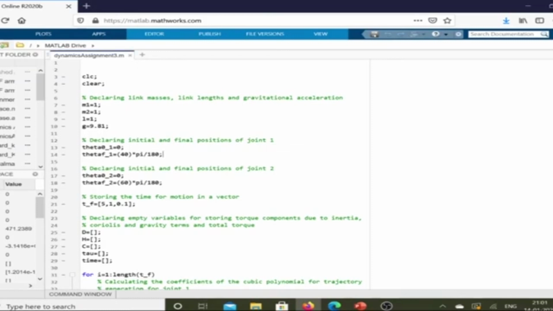Then we define the initial position. You can see this is the initial position, theta 1. So theta 1 is initial, and theta final for 1 is equal to this one. I hope you can see the cursor.